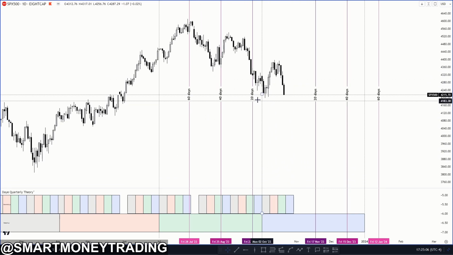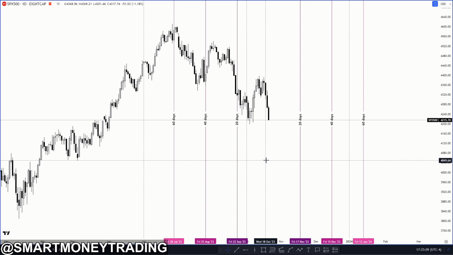That's why I usually like using the look back periods and then eventually the quarterly shifts on these types of time frames, just from a macro perspective. Quarterly theory is very, very powerful, especially on the lower time frames.